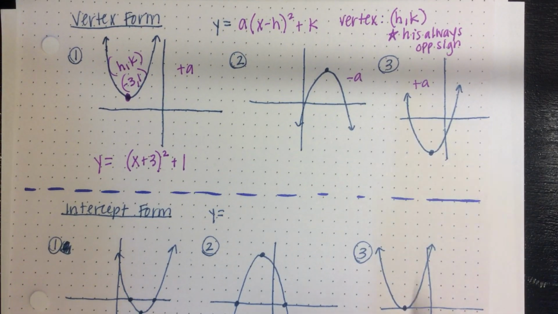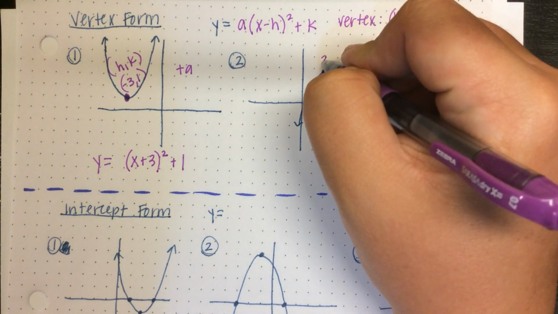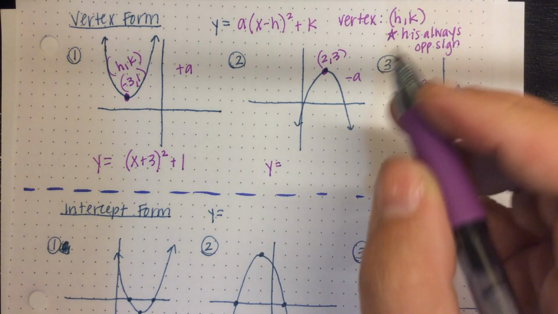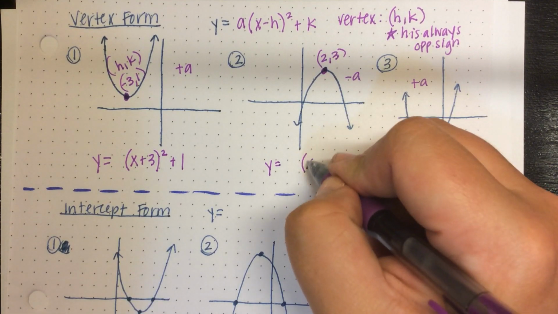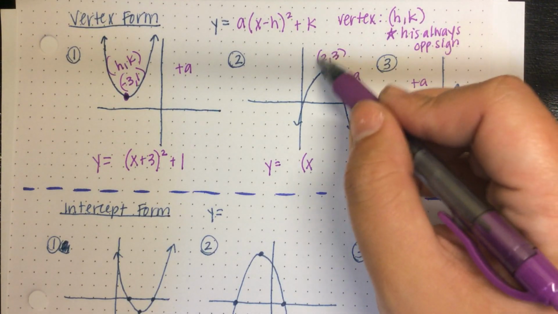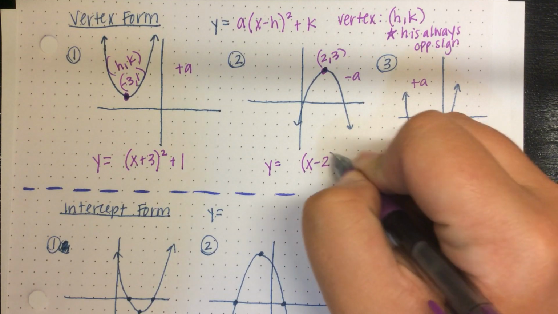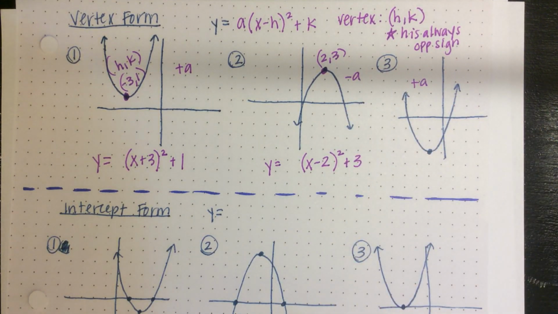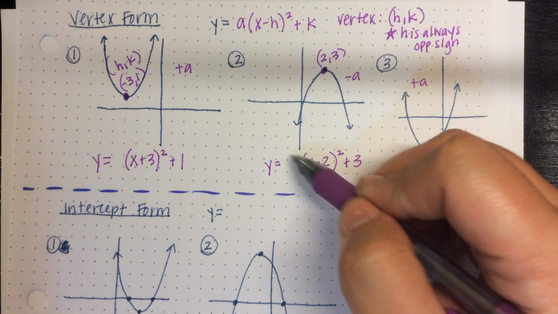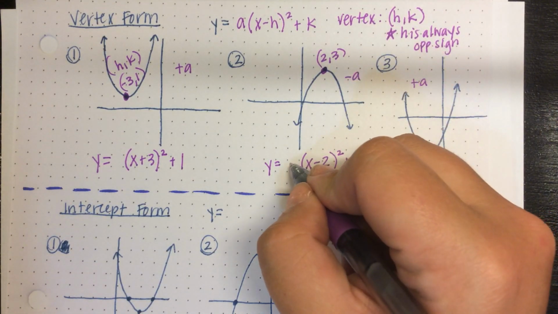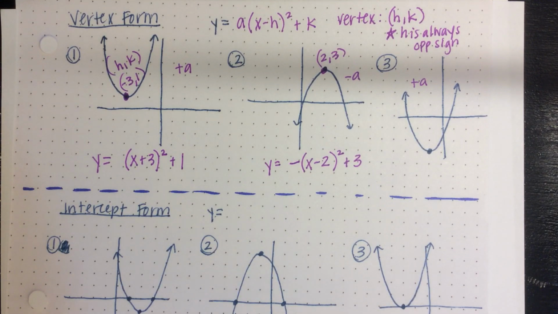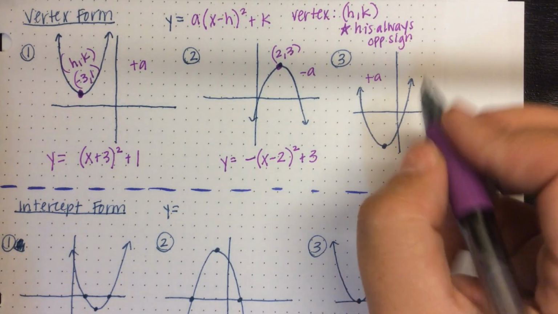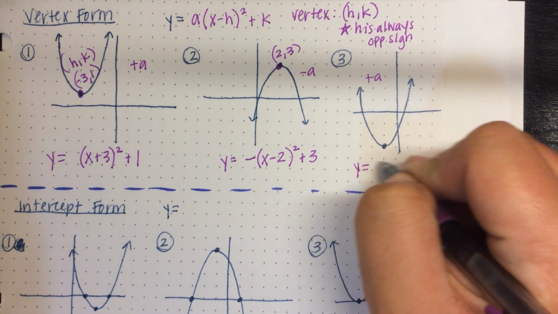For the second one, my vertex is at 2, 3. So I got y equals, right? I got my parentheses. +2 for H means -2 in parentheses. +3 means a +3 on the outside. Now I left a space here because I have a -1 for my A since it goes down. So I'm just going to put a negative there. You don't have to write the 1. Okay, then for the last one, I got a positive A, so I don't have to worry about it.